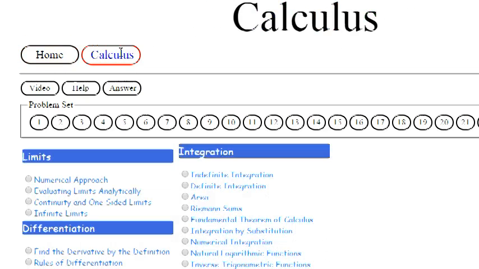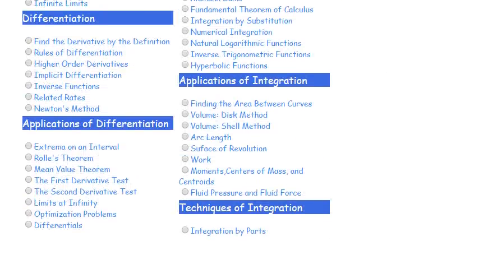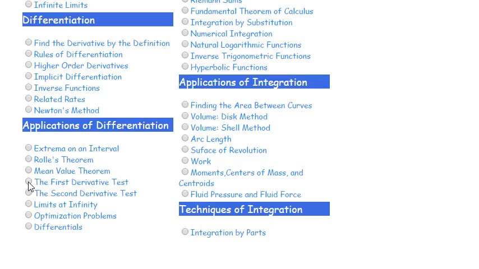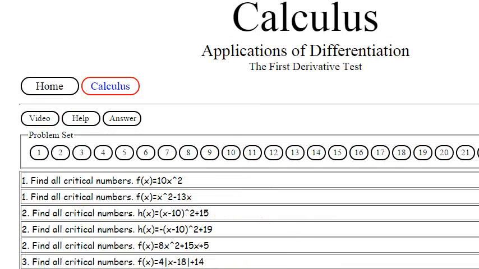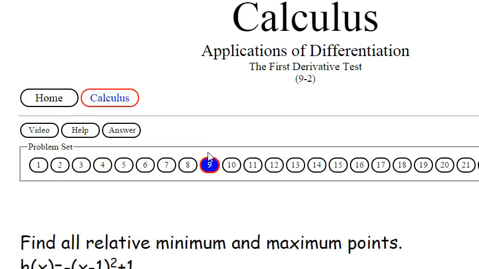Hey, we're here at go-to-math.com, and we're down here at the first derivative test, and just looking to see where we need to go next. Okay, just making sure there wasn't an 8-3.